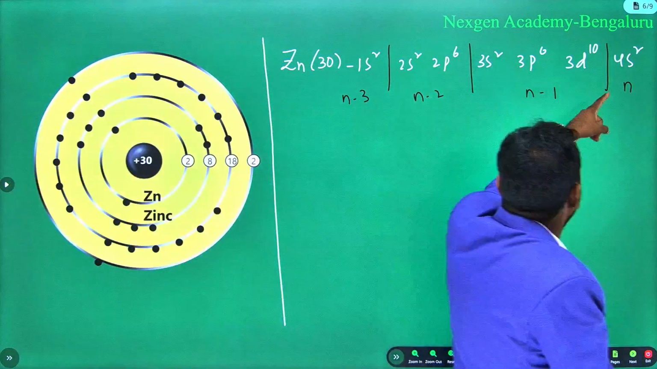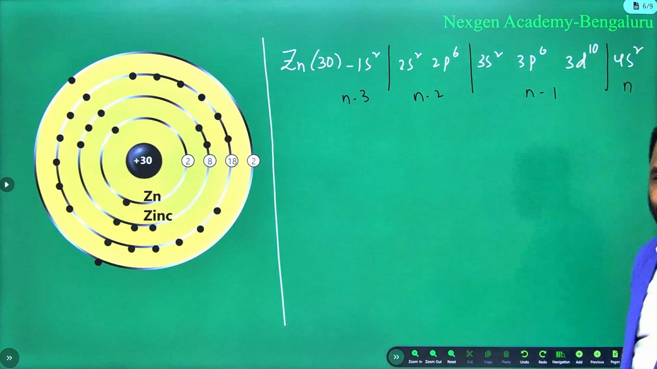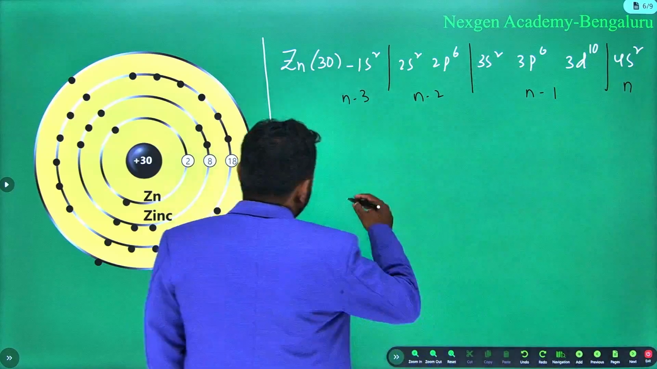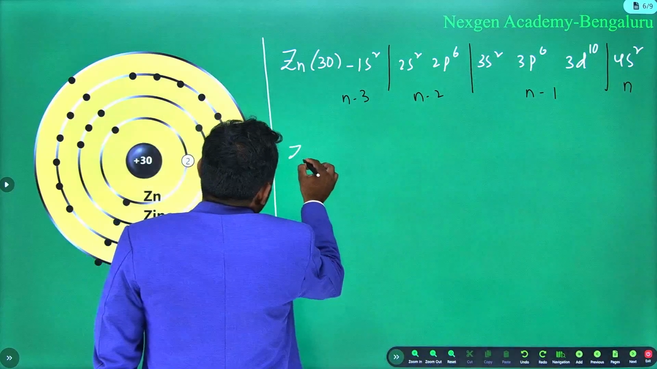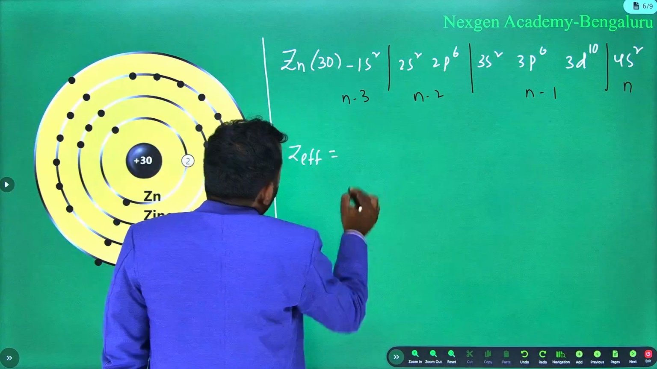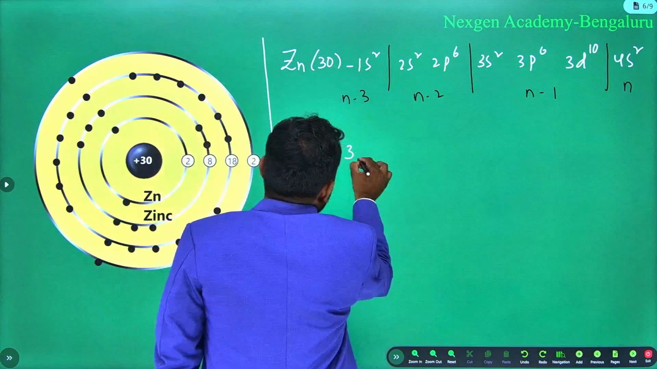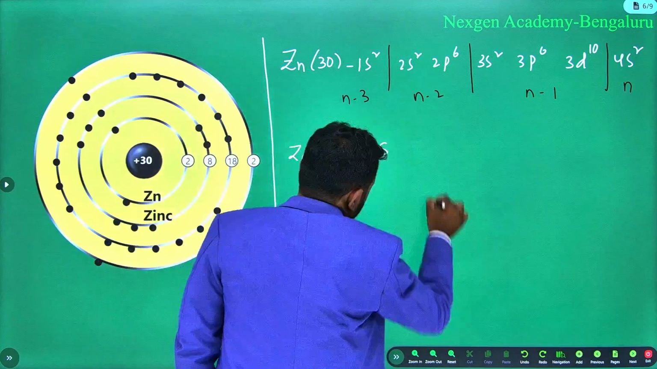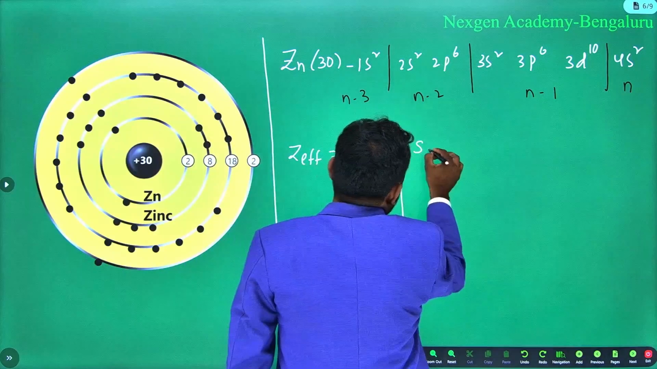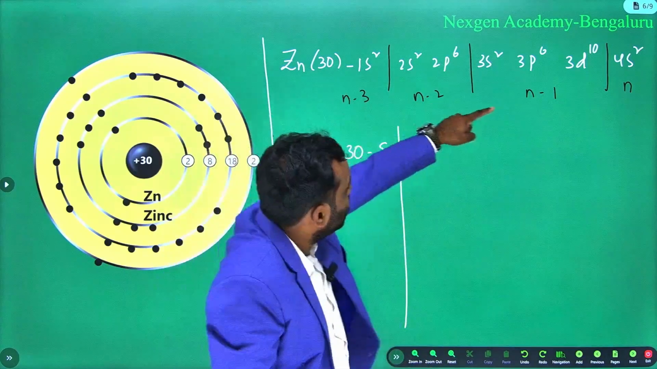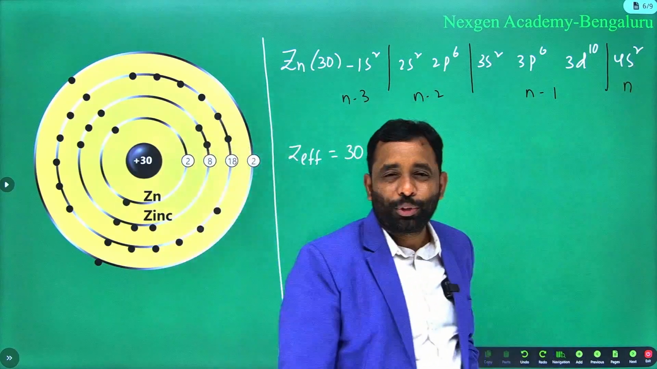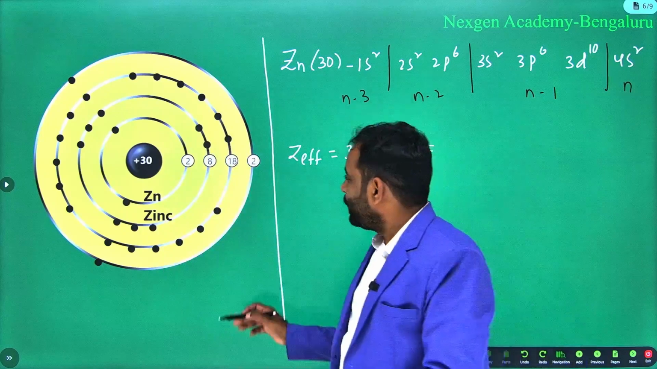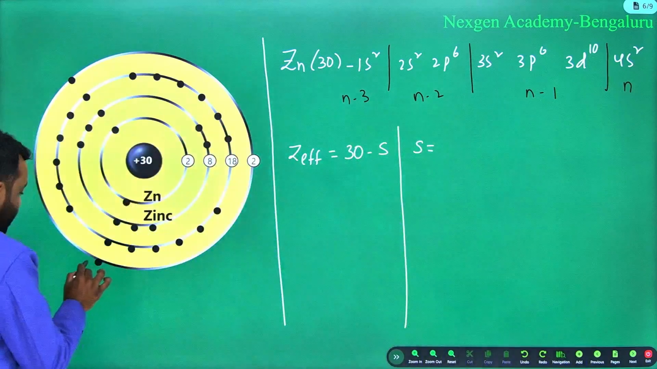Yes, now I wanted to calculate it for 4s electron. How to calculate it for 4s electron? Let us see. Effective nuclear charge, as usual, is equal to 30 minus S. S we need to calculate. S is equal to, yes, here, this is what? Outermost electron. I wanted to calculate it for that. Look at here. This electron, I wanted to calculate it.